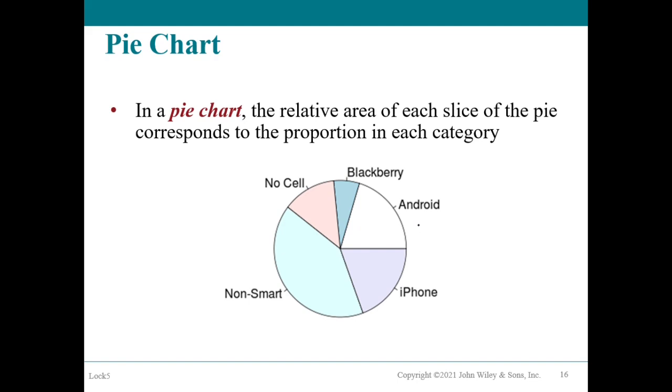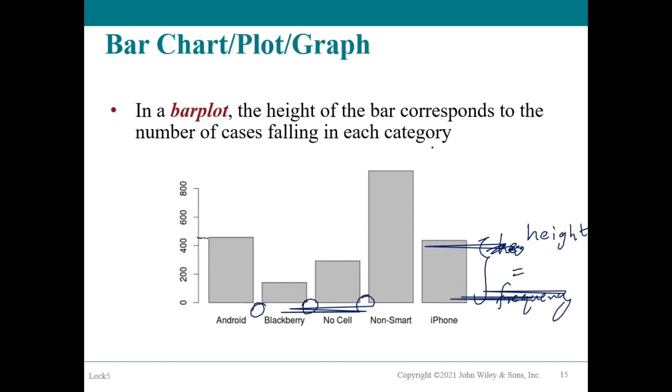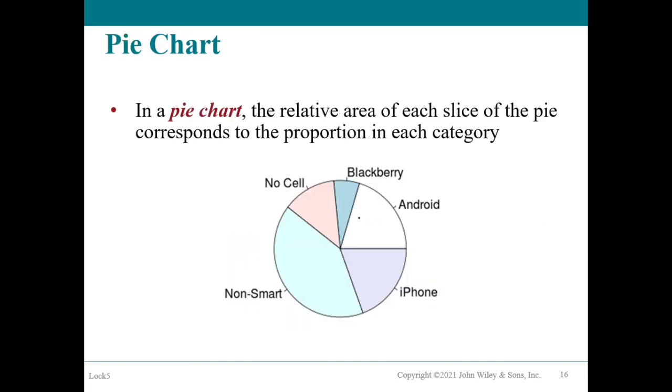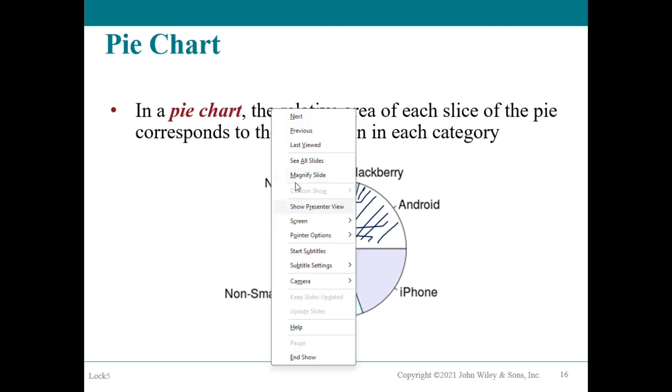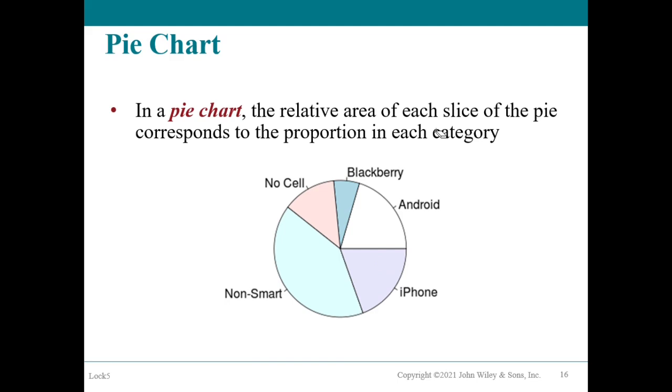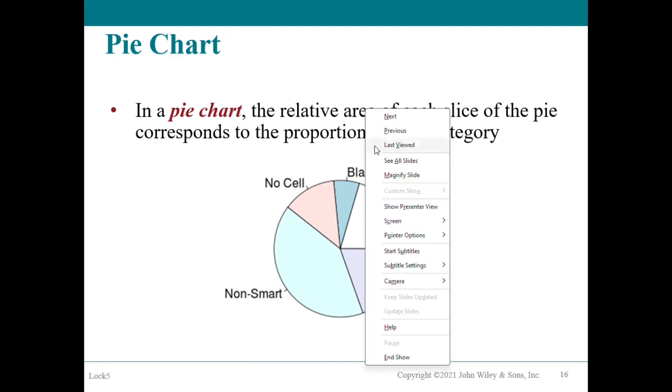In this case, you can see Android. I mentioned the relative frequency. It was about 0.23. So this much is 0.23. This area is 0.23.